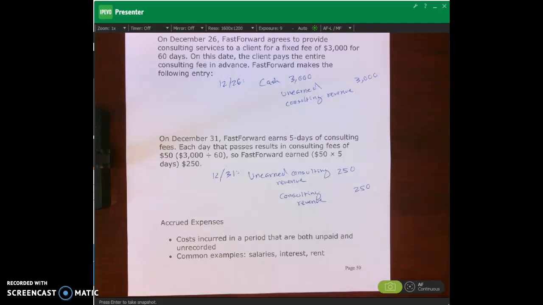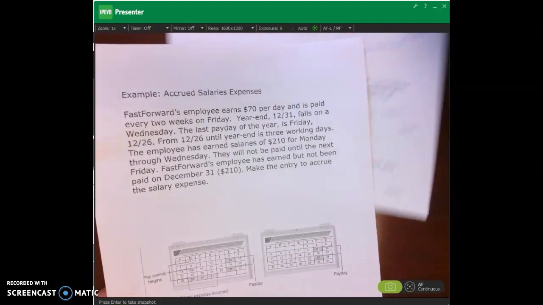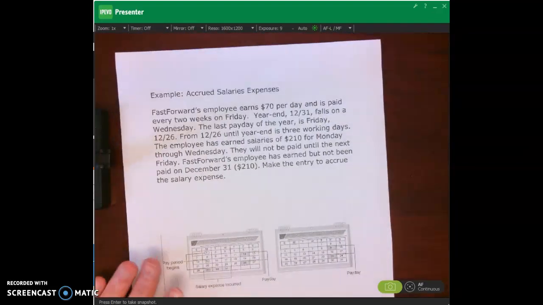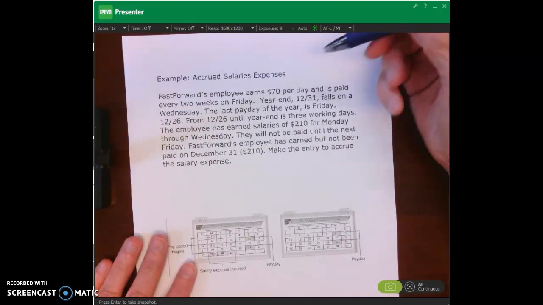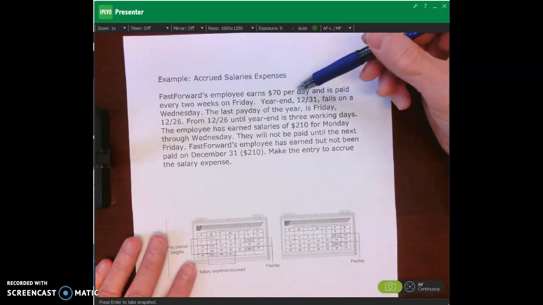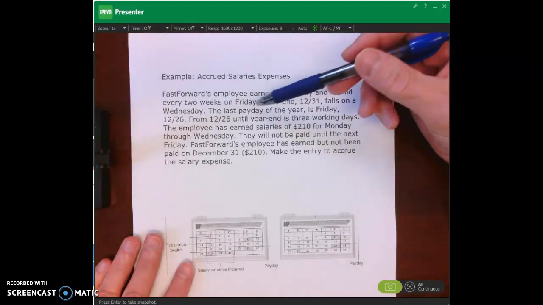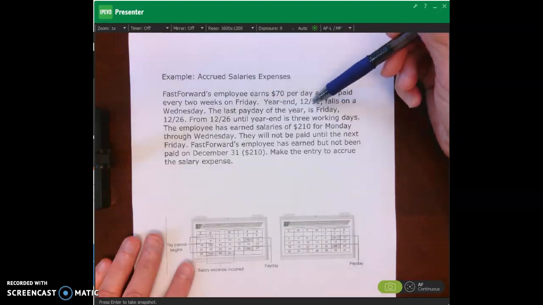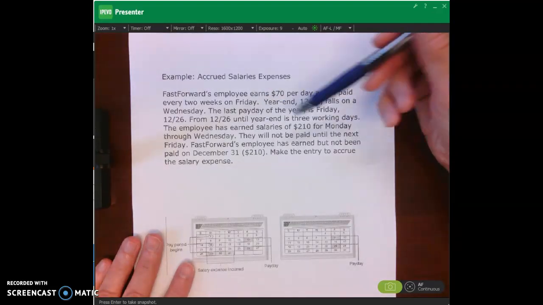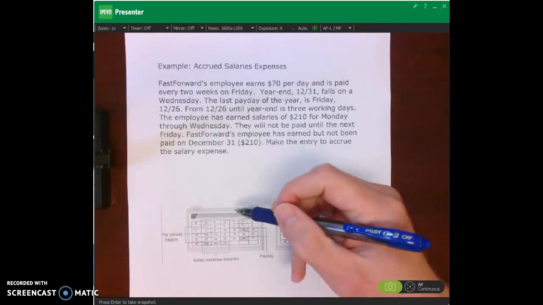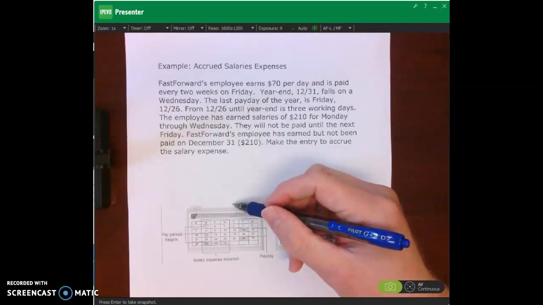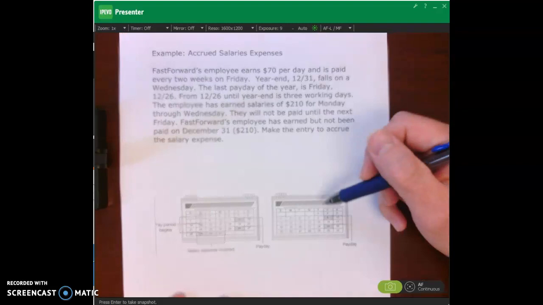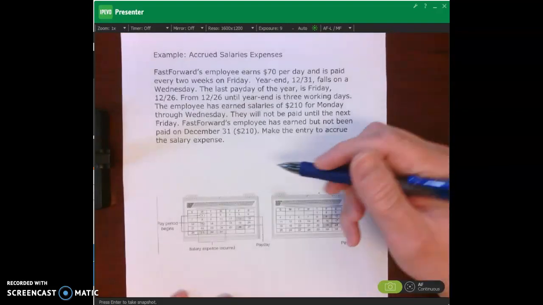Okay, so let's look at an example of salaries expense because this one really is a good example. Let's say our employee earns $70 a day and is paid every 2 weeks on Friday. Year-end 12/31 falls on a Wednesday. If I look over here, this is our first year. This is our current accounting period. This is our next accounting period.